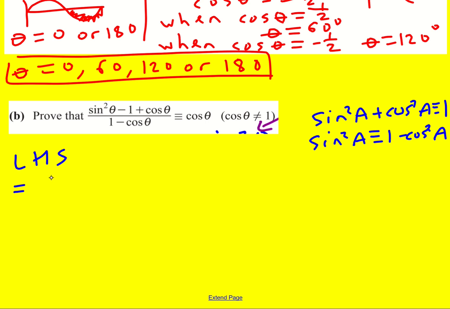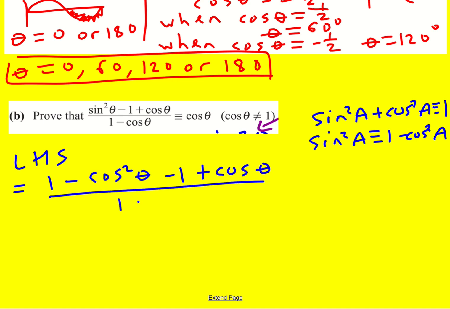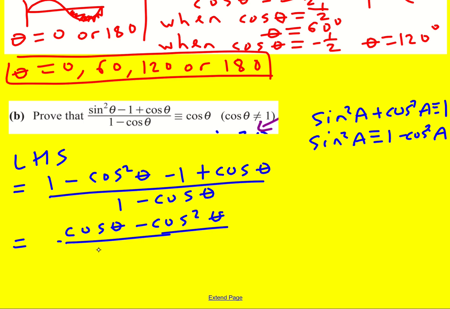So the left-hand side is going to equal 1 minus cos squared theta, just replace that sine squared theta, minus 1 plus cos theta, all over 1 minus cos theta. The 1 and the minus 1 are going to cancel, so then I'm left with cos theta minus cos squared theta, put the positive one first, all over 1 minus cos theta.